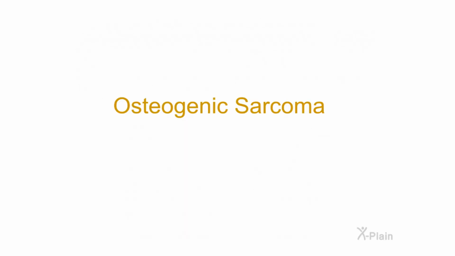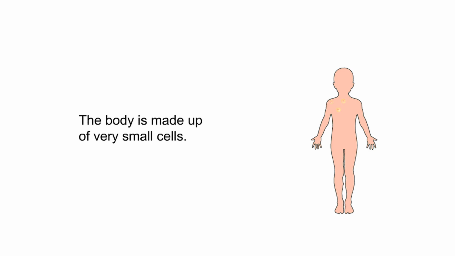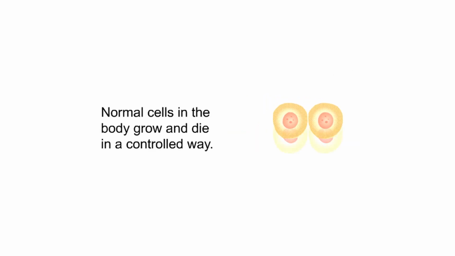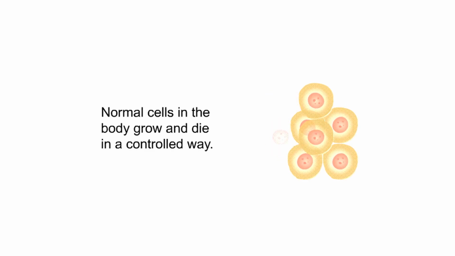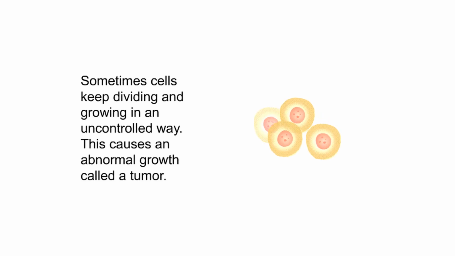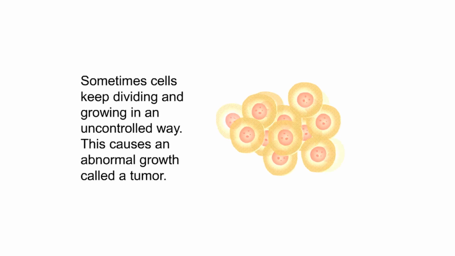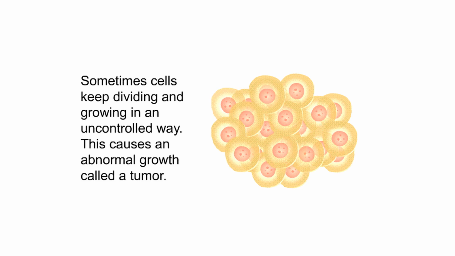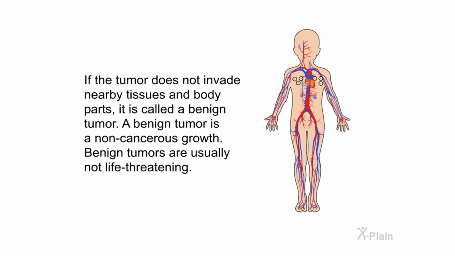Osteogenic sarcoma. The body is made up of very small cells. Normal cells in the body grow and die in a controlled way. Sometimes cells keep dividing and growing in an uncontrolled way. This causes an abnormal growth called a tumor. If the tumor does not invade nearby tissues and body parts, it is called a benign tumor. A benign tumor is a non-cancerous growth. Benign tumors are usually not life-threatening.